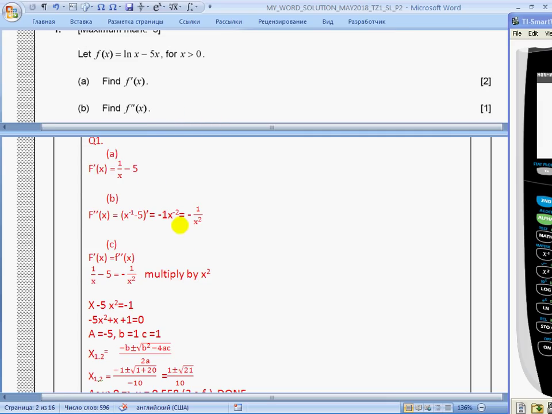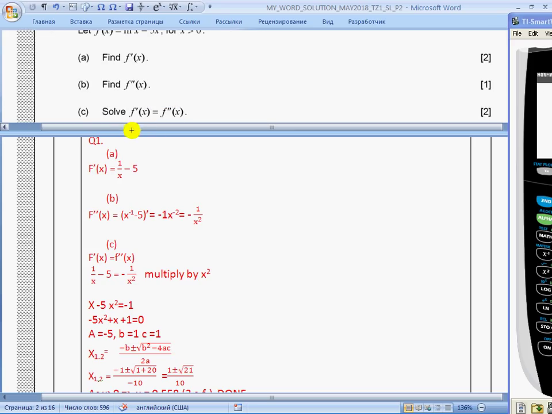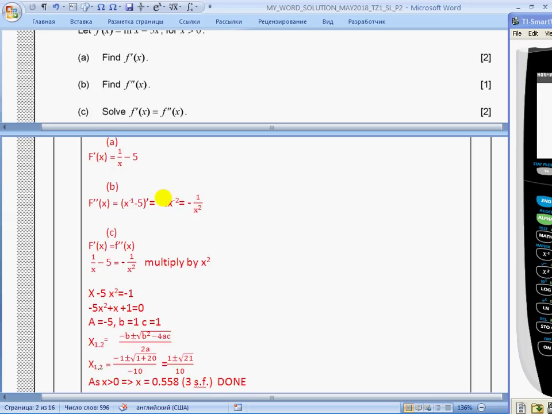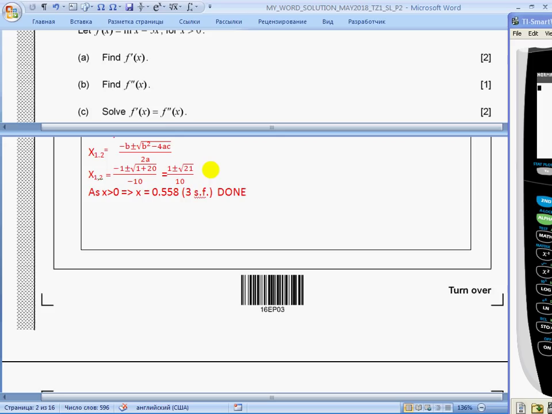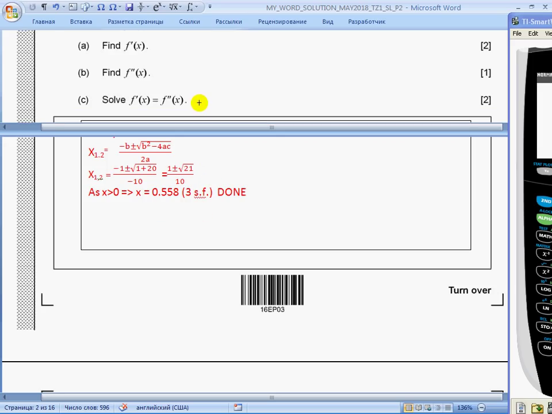Find the second derivative. To find the second derivative I wrote this fraction in exponent form, power form, and easily found the derivative. Solve first derivative equals second derivative. So we write the expression for both derivatives, multiply both sides by x squared to get rid of the fraction, and then we see a quadratic equation. a is minus 5, b is 1, c is 1, so we use the standard formula. We choose only the positive x and then give the answer to 3 significant figures. Question done.